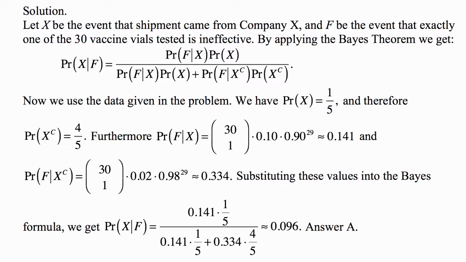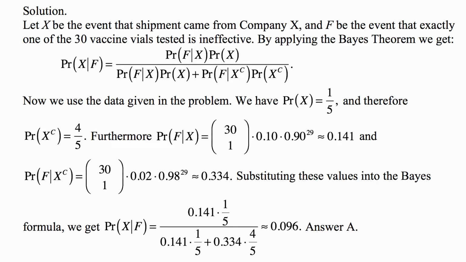Note that the numerator of this fraction on the right-hand side has the conditional probability flipped from X given F to F given X, multiplied by probability of X, and the bottom has the same probability of F conditional on the event, but for all pieces of the partition that we split the entire probability distribution into, in this case X and X complement, so vials coming from company X or from other companies.